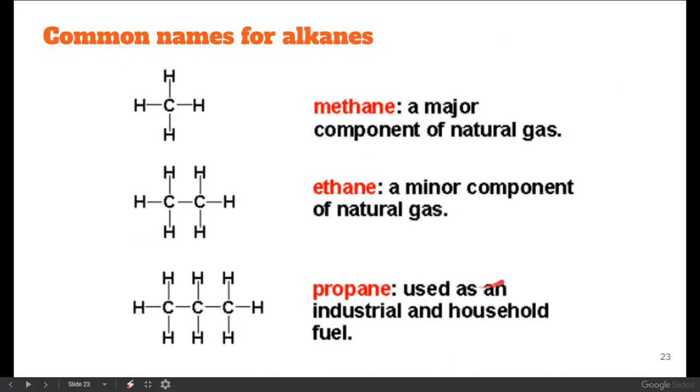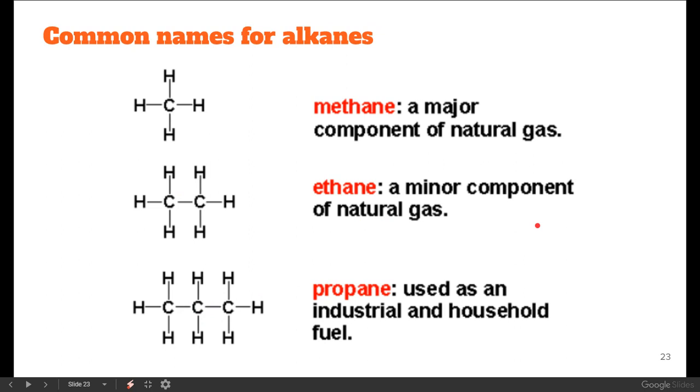Okay. Common names for alkanes. You got 1 carbon is always a meth, so you got methane. 2 carbons is always ethane. And 3 carbons is propane. All right. There's another one.